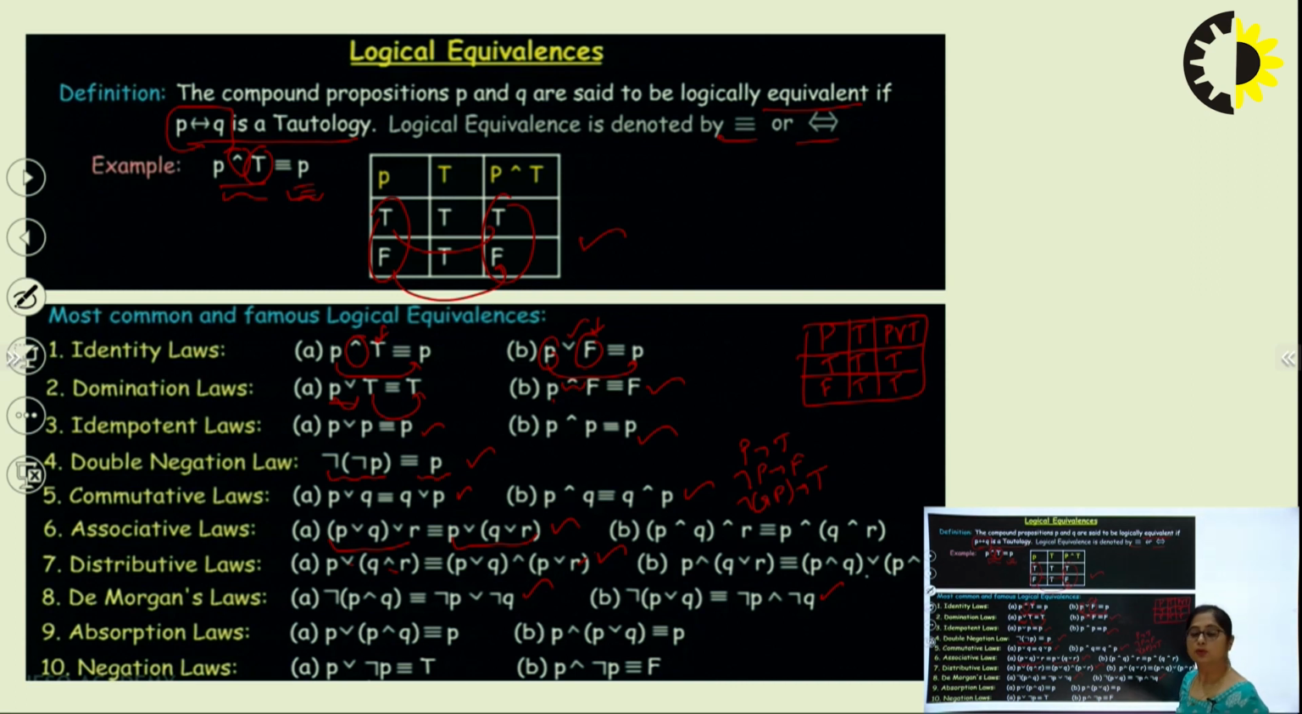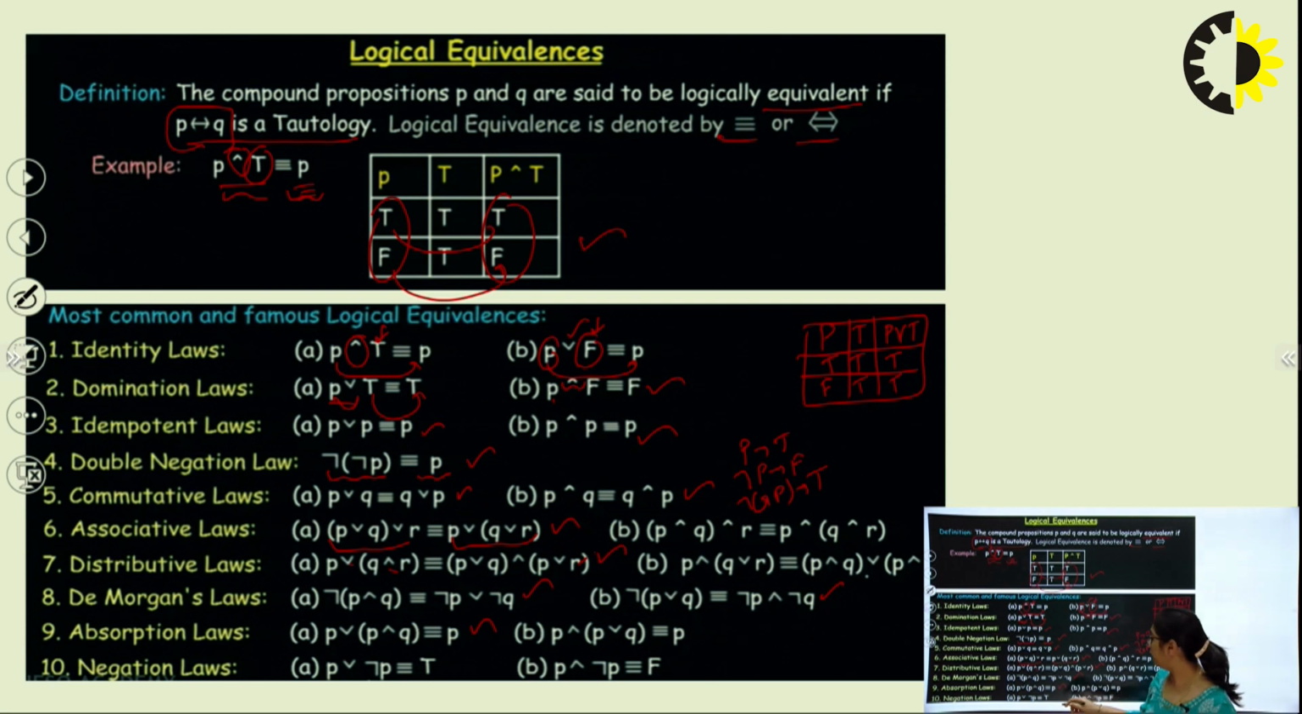Okay, absorption law. So P disjunction P conjunction Q always gives you P. These laws can be verified with the help of the truth table. So when in a paper you have to show whether these are logically equivalent or not, you have to follow these laws. Based on these laws, you have to prove whether this is logically equivalent or not. Simultaneously, you can make the truth tables to prove that.